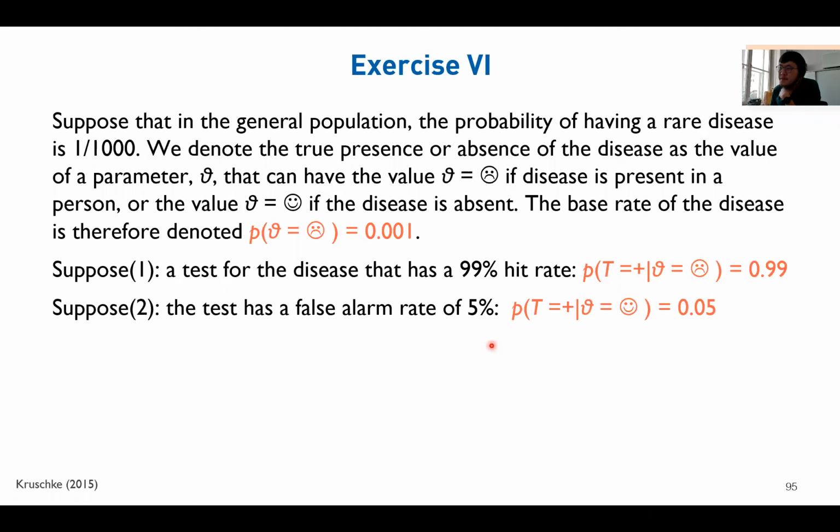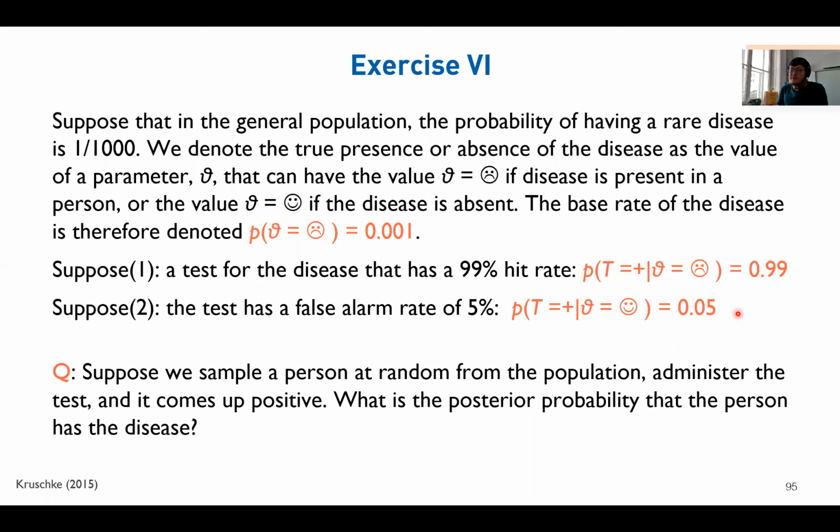Assumption number two: not all tests are perfect. They make mistakes, and sometimes they have a false alarm rate. What is a false alarm? False alarm means there's nothing wrong, no disease, but the test says you have this disease, unfortunately. Translating this into statistical language, given this is a healthy person, what is the probability of the test giving us a positive result? Let's say here it is 0.05. So that's the false alarm.